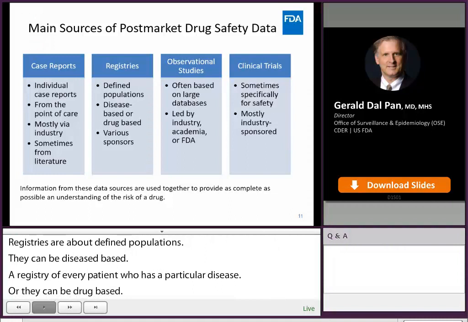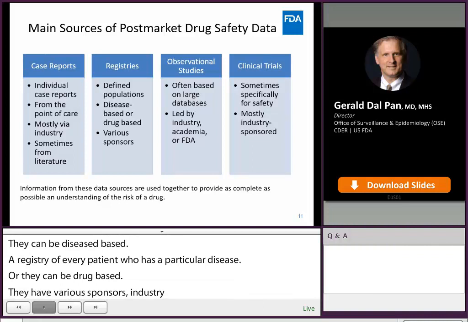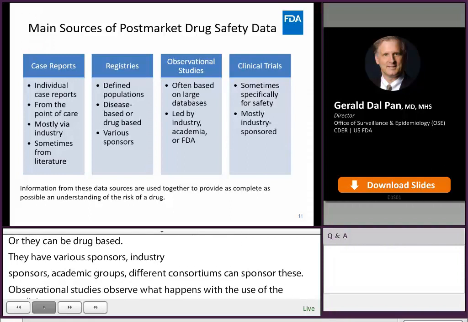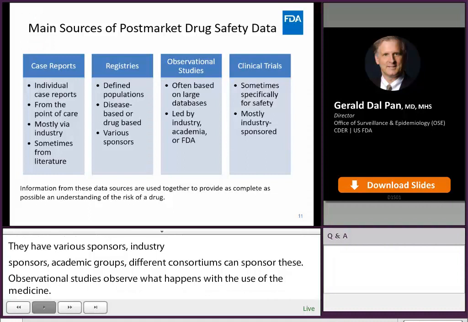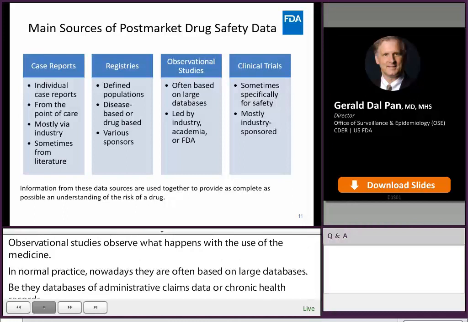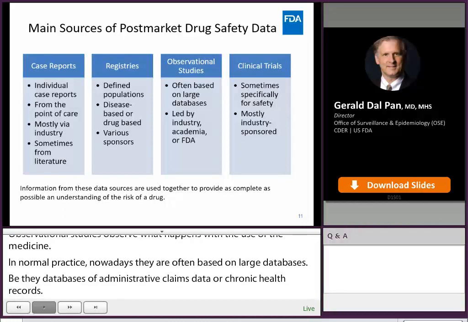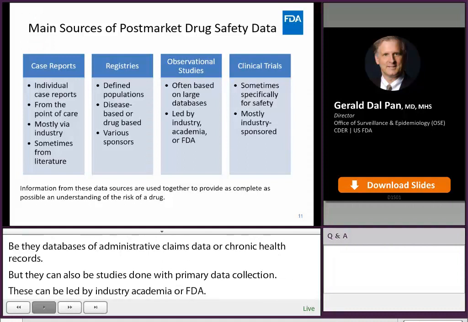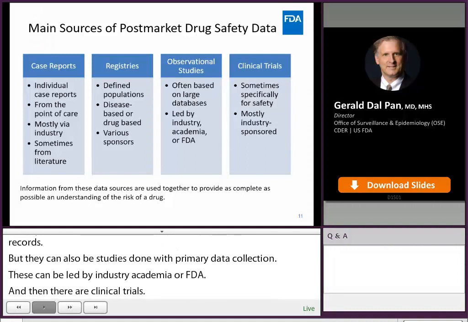Observational studies observe what happens with the use of a medicine in normal practice. Nowadays, they're often based on large databases, be they databases of administrative claims data or electronic health records, but they can also be studies done with primary data collection. These can be led by industry, academia, or FDA. And then there are clinical trials. Sometimes in the post-approval phase, these are done specifically for safety. When they're done for efficacy, of course, safety information is also collected. These are generally sponsored by industry.